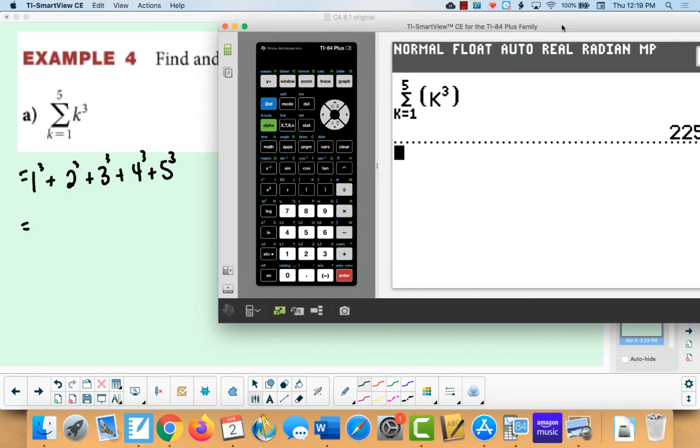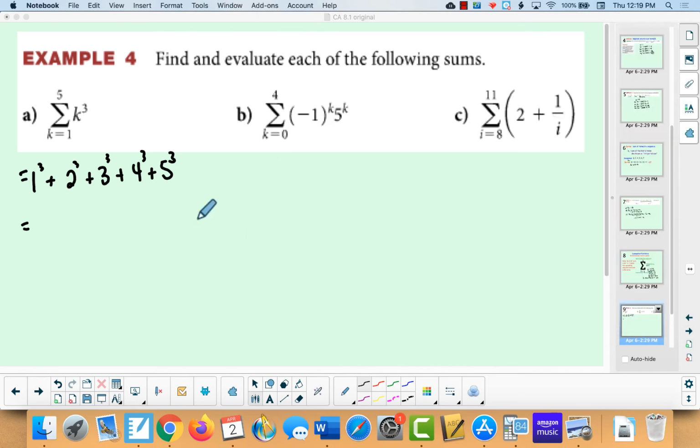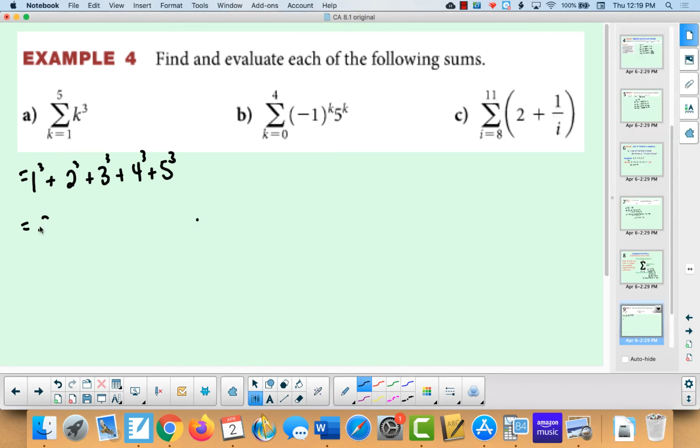And that gives us 225 for that sum. So if I were to go through with my calculator and add 1 cubed plus 2 cubed plus 3 cubed plus 4 cubed plus 5 cubed, I'd also get 225. So using that summation notation is a quick way to do that.